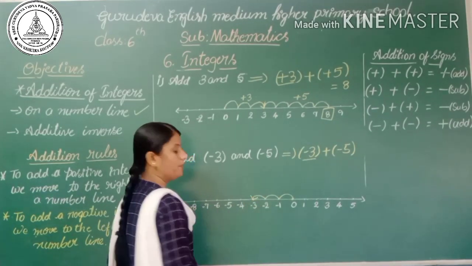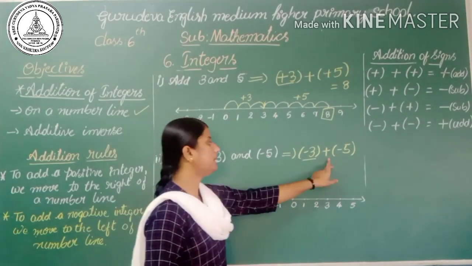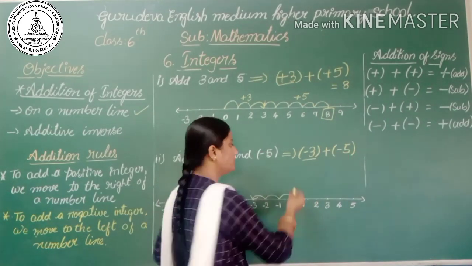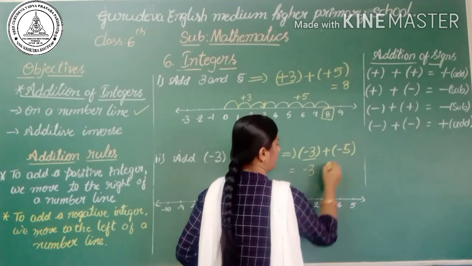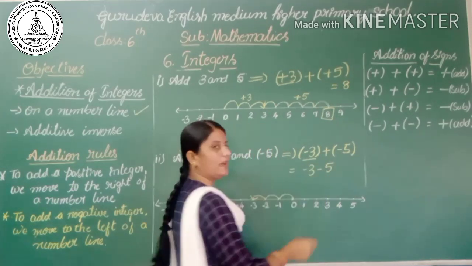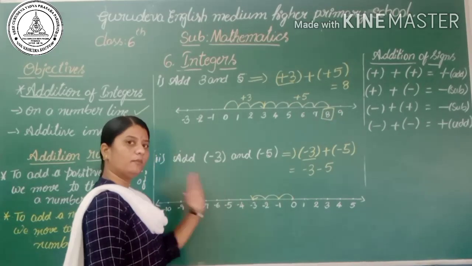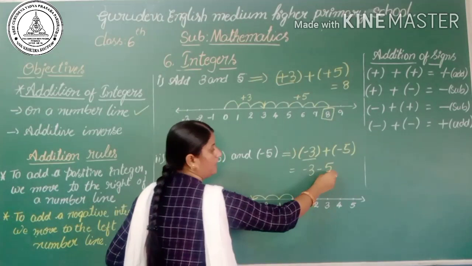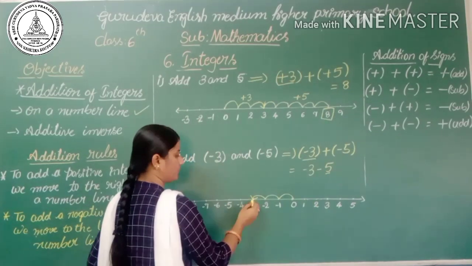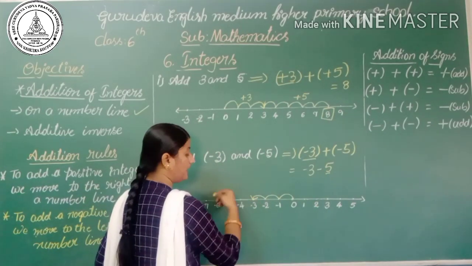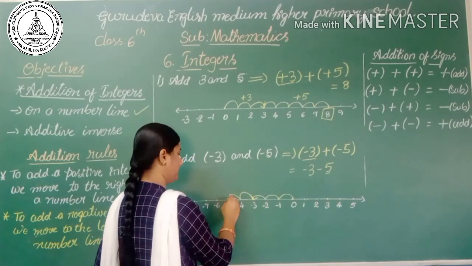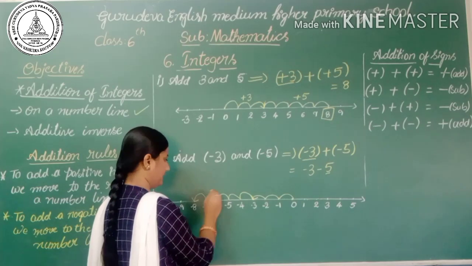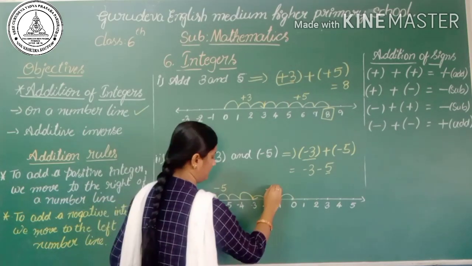So here it is minus 3, and again plus of minus 5. So there is a minus 5. We can write it as minus 3 then minus 5. So we have to add. Again we have to move left on the number line. How many steps? We have to move minus 5, so we move back to the left: 1, 2, 3, 4, 5. So it is minus 5, and it is minus 3.